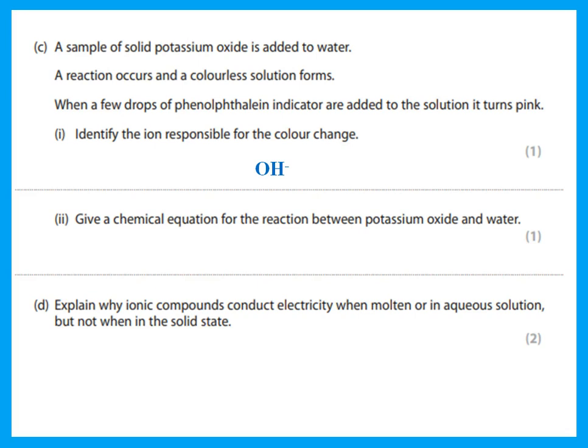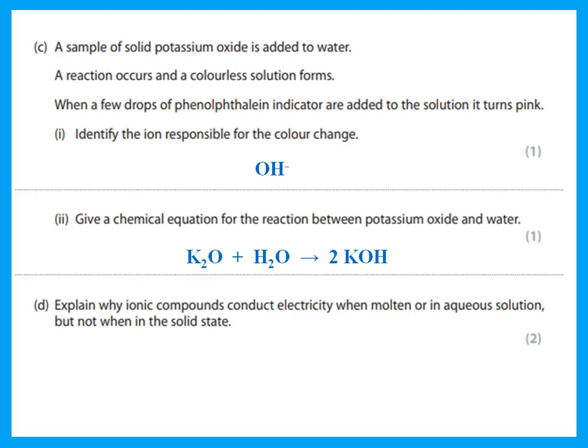Give a chemical equation for the reaction between potassium oxide and water. You should know that potassium oxide plus water will form potassium hydroxide. Any oxide of a metal, dissolve it in water, it forms its hydroxide, and then you need to balance.